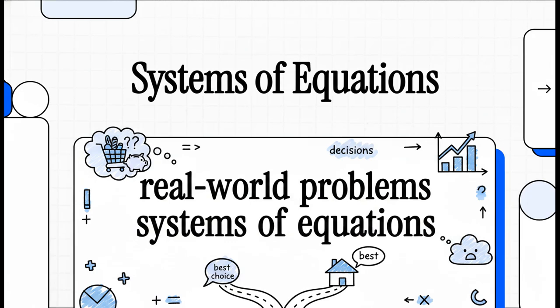All right, let's jump right into this explainer. Today, we're unlocking a math tool that honestly acts like a literal cheat code for making the best decisions in the real world. We're talking about solving real-world problems using systems of equations. Now, I know the word equations probably sounds like just another boring day in math class, but stick with me here. This is entirely about empowering you to make the absolute smartest choices in your everyday life.